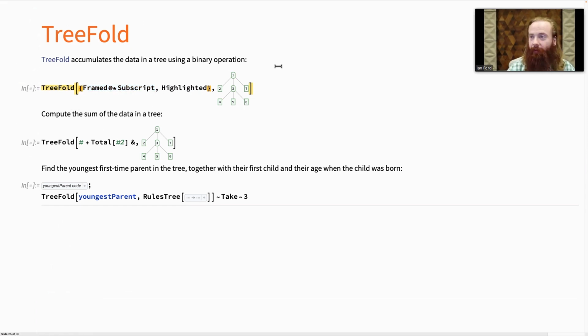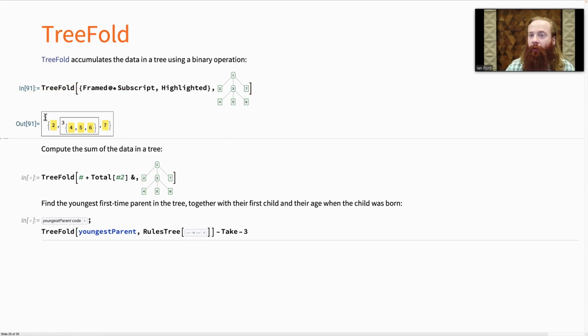So if we look at this, we see there's the root node. Its subscript is the result of accumulating its children. The first element is this coming from this leaf 2, which has had highlighted applied to it. Similarly, the third element is this leaf 7 that's had highlighted applied to it. And the second element was this subtree here, which has itself been recursively accumulated using this binary operation.